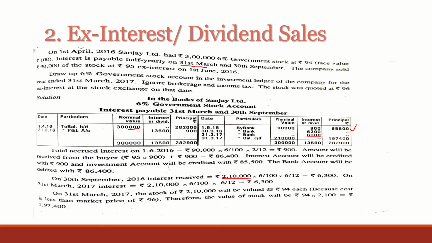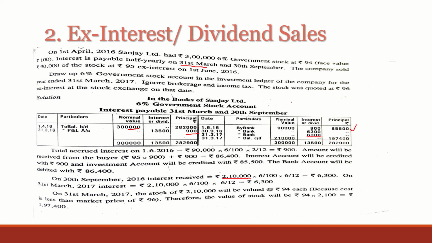Then before balancing the principal value column, since it is sales, please look whether we have a profit or loss. 900 government stock was purchased at rupees 94 and it was sold at 95. So there is 1 rupee profit. That 1 rupee profit, into the number of debentures, 900, gives the profit of 900 recorded here. So we'll balance the principal column also.